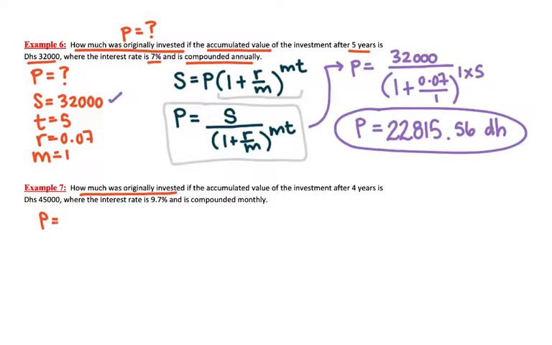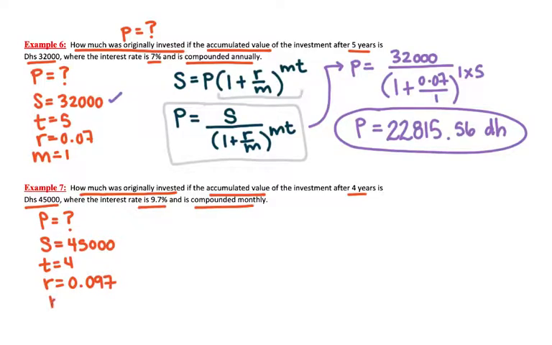Again, we don't know the original amount, but they're saying the accumulated value is 45,000. So the original investment will be something less than 45,000. They said it was 4 years, so T equals 4. The interest rate is 9.7%, 0.097. Compounded monthly, so M equals 12.